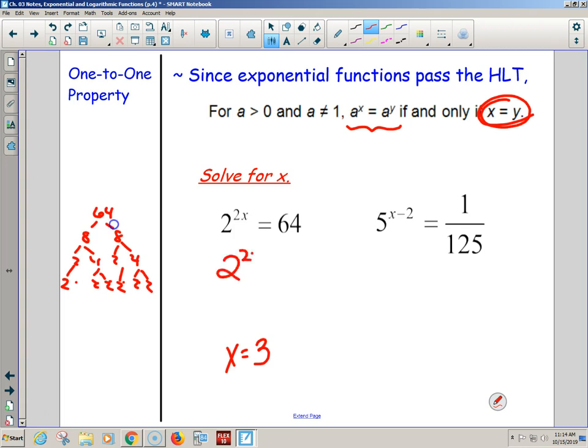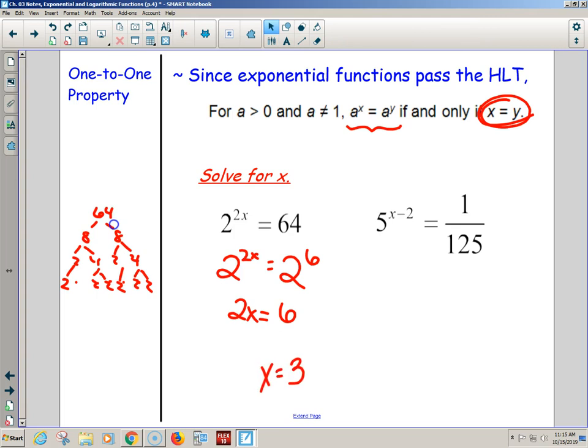How did I get 3? I said, oh, look, the bases match, and their exponents have to be the same. So I'm not canceling the bases. That's technically mathematically incorrect and illegal. But I am using the one-to-one property to say that's only true if the exponents are equal. Does that make sense? So ready, set? Go find the x.